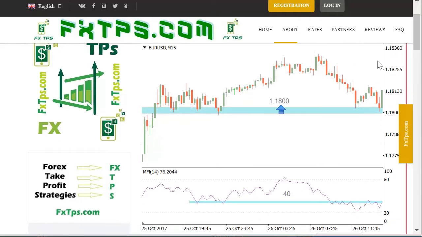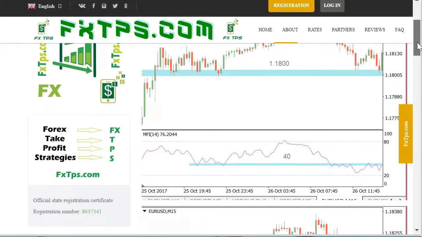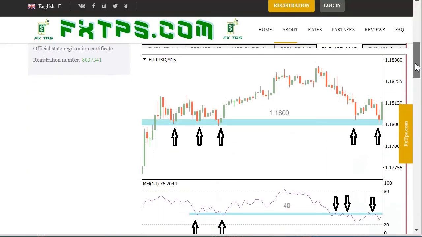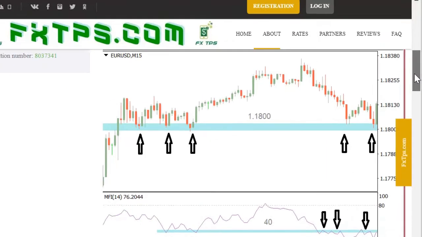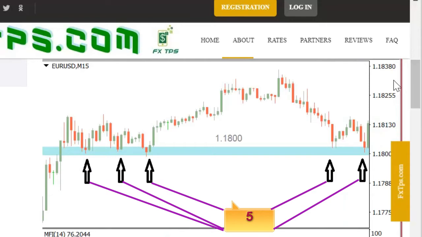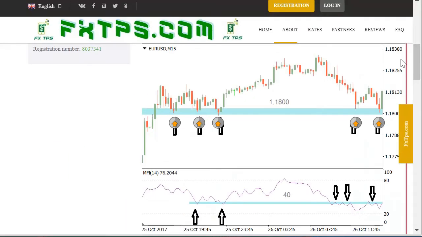The chart shows that the 1.1800 level acts as support and the MFI area near 40 is an area of support. Look just how many times these levels act as either support or resistance, causing a reaction in price. Euro USD touches the support level 5 times. Euro USD touches the support level for the 3rd time and the MFI touches the 40 level for the 2nd time.